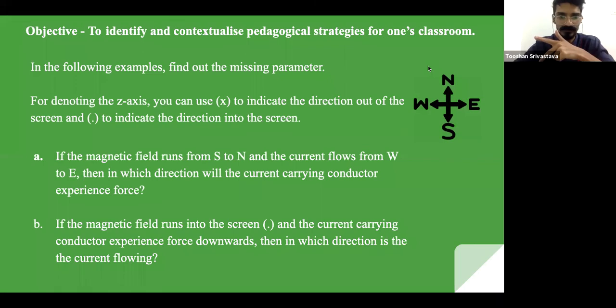So, okay, let's do this. If the magnetic field runs from south to north, based upon the compass that is given, magnetic field is B, this one. So it runs from south to north, that is like this. The current flows from west to east, FBI. This is the current. West to east would be this way. And now, if I put my left hand in this manner, where is the only place my thumb can go?